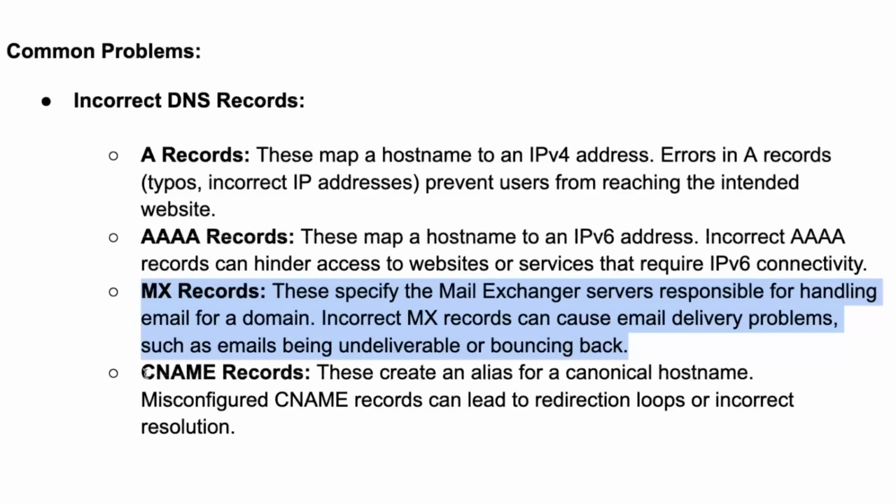And then we have the CNAME record, which creates an alias for the canonical host name. So a misconfigured CNAME can lead to a redirection loop or some kind of incorrect resolution. And the CNAME could be, google.com could be the normal domain.